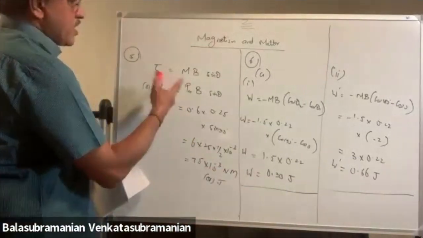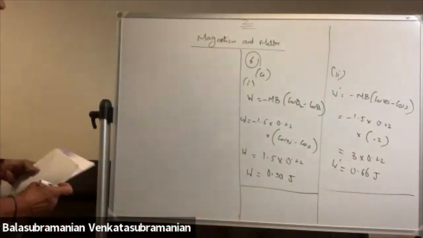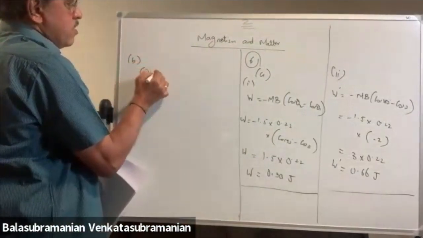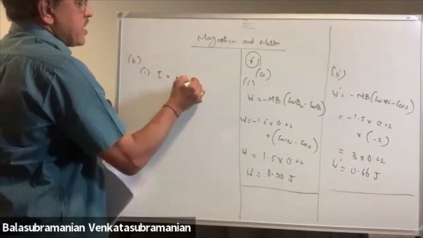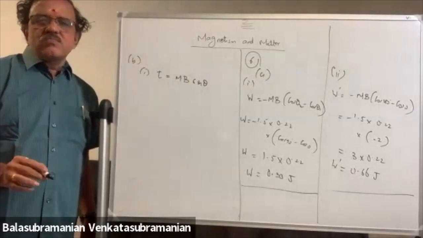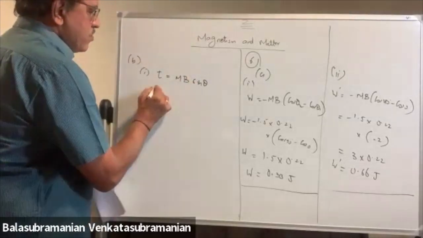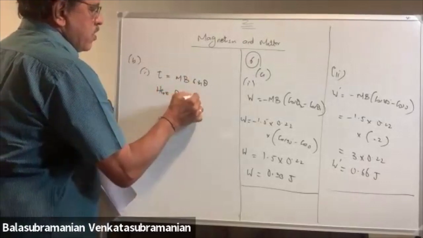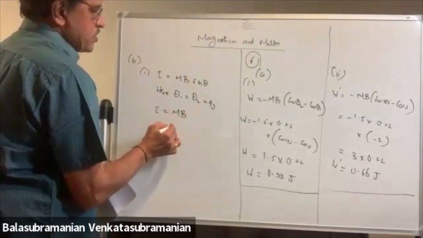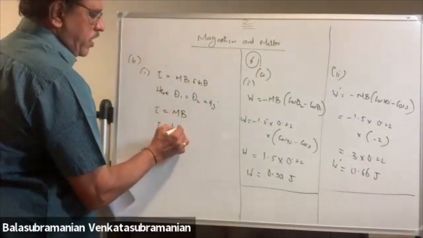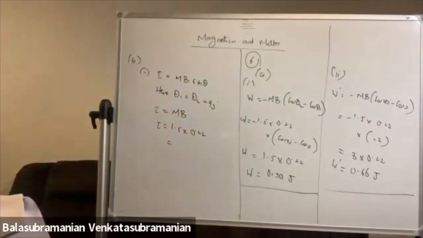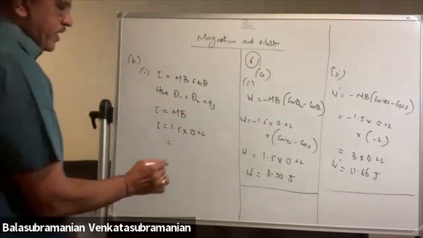Just now we have seen torque. Torque tau, in the first case, is equal to mB sin theta. Here theta 1 and theta 2 are both 90. So tau is equal to mB, that is 1.5 into 0.22, which comes straight to 0.33 joules.